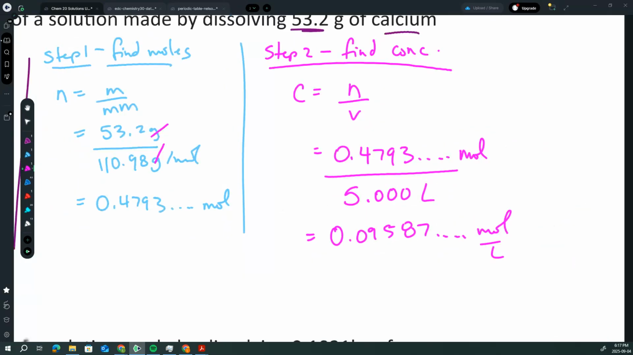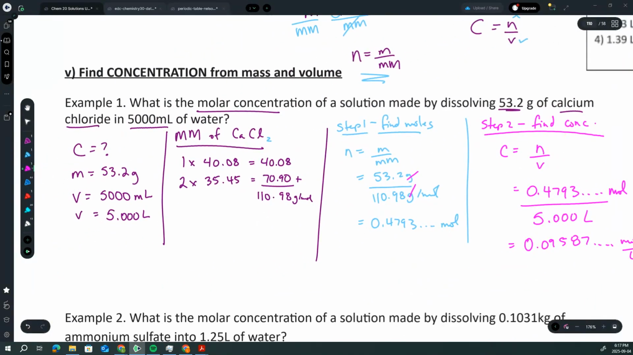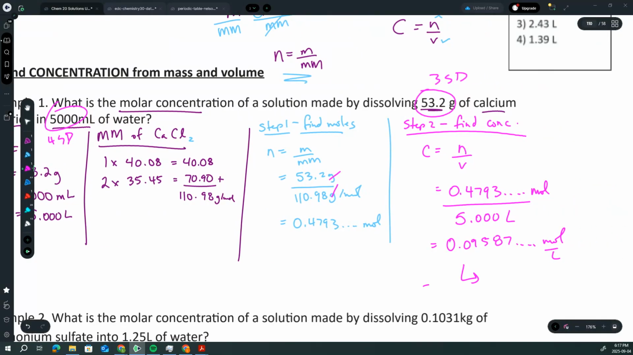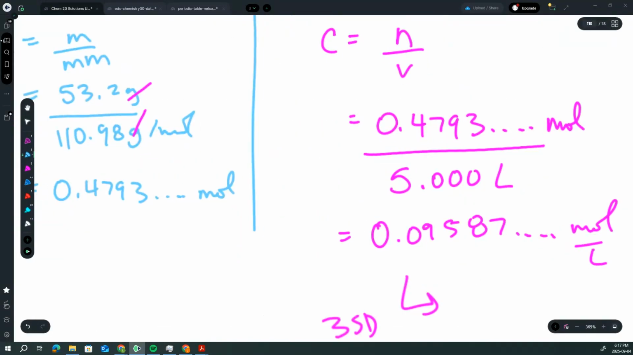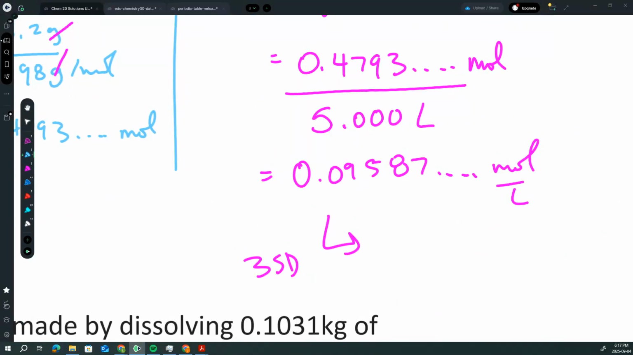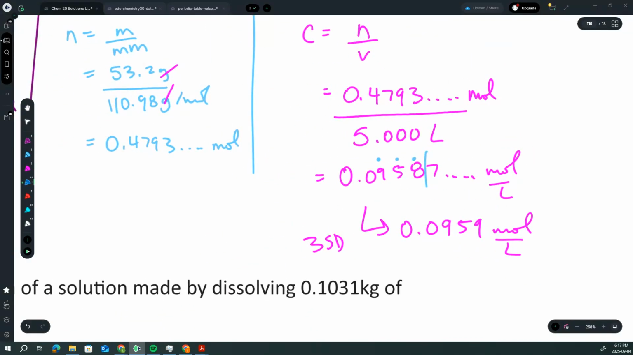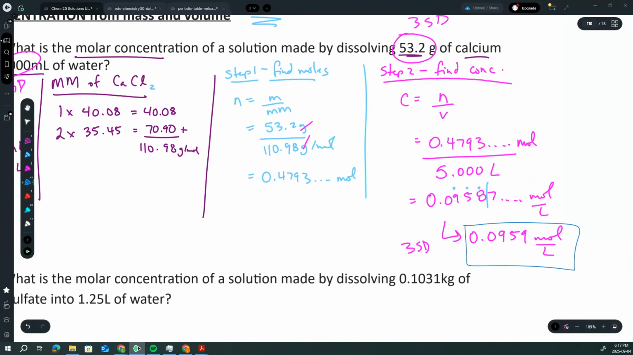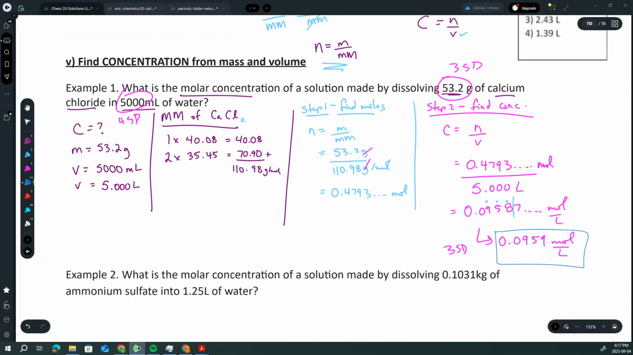It's moles per liter. Looking at the numbers given, this is 3 sig digs and this right here is 4 sig digs, so you always go with the lesser amount of sig digs. So 3 sig digs it is. We start counting from the first significant digit, which is here. 1, 2, 3. There's my cutoff line. So 0.0959 moles per liter. So that is the concentration of our calcium chloride solution.